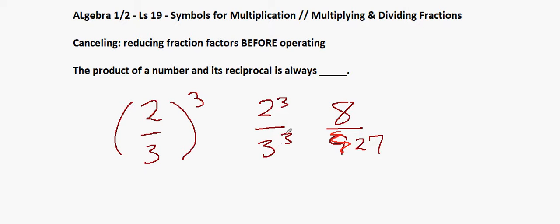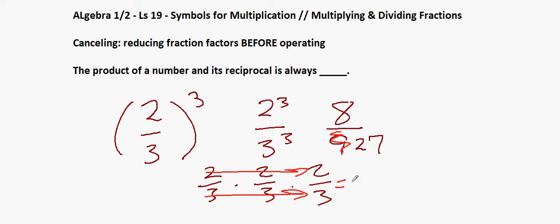Another way to solve this, to maybe avoid that problem, would be to go 2/3 times 2/3 times 2/3. Multiply across numerators, denominators. Also a way to solve. And that breaks it down for you so you can't forget that that is actually 3 times itself. 3 times. Good so far?